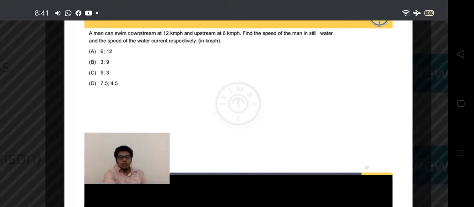Now let's go to the next question based on this. A man can swim downstream, which is down speed D, and upstream at 6, so this is U. Find the speed of the man in still water. I have to find both boat speed and W. So we know that it is down plus up divided by 2, or down minus up divided by 2. 18 by 2 is 9. Down minus up, 6 by 2 is 3. So 9 and 3 are the boat speed and water speed respectively. Hence choice 3 will be our answer.